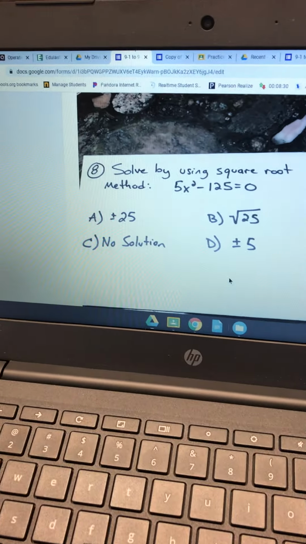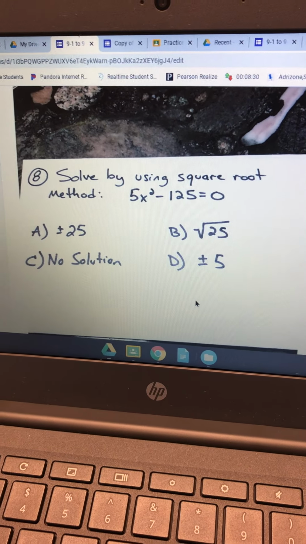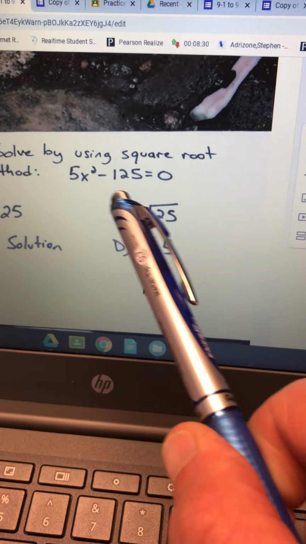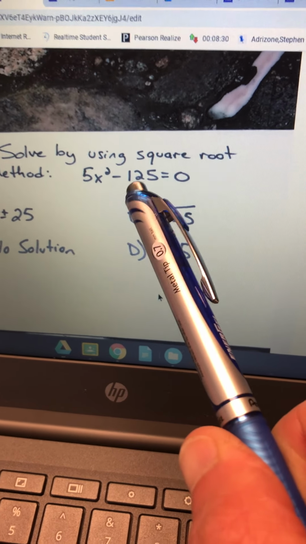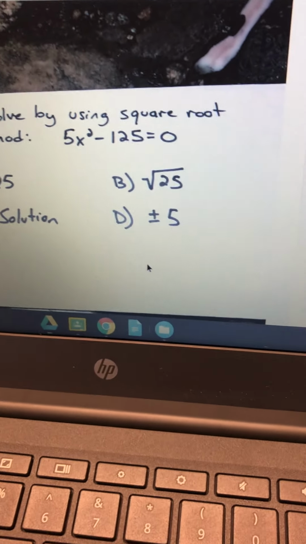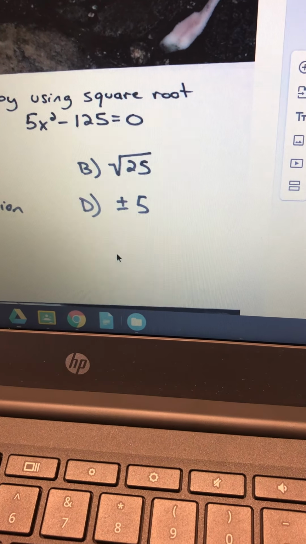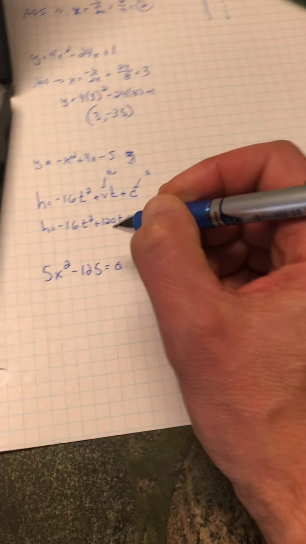All right, question 8. Now we're told to find solutions by taking square roots. In this technique, there's no B. Notice B is gone. So therefore, there's no x term. When there's no x term, we can just solve this using simple algebra. So I'm going to write down the problem. 5x squared minus 125 equals 0. And now I just solve that guy.